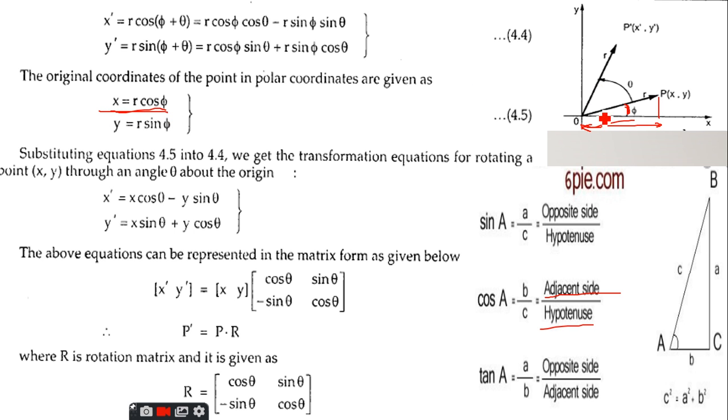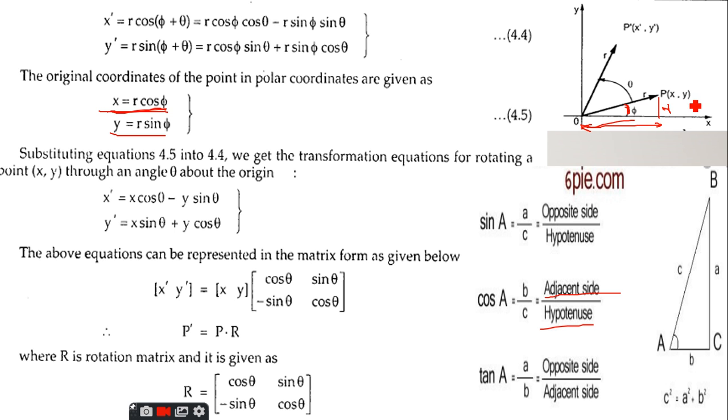Now in the second one we have to find sin phi. Sin phi is opposite divided by hypotenuse, that is y by r, then y is equal to r sin phi. This is the thing we have to remember. Next, we have to find the angle after rotation. Before rotation, x is equal to r cos phi and y is equal to r sin phi. This is the position of P, x and y.